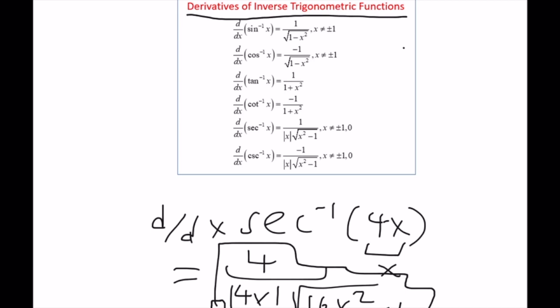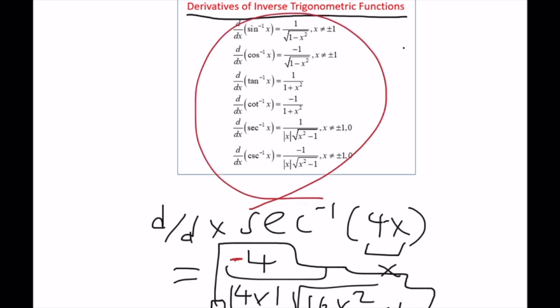If this, however, was a cosecant problem, as we have seen in previous problems, we would just add a negative sign. This chart is really important to memorize, as it will become crucial in upcoming calculus tests and, most importantly, the AP exam.